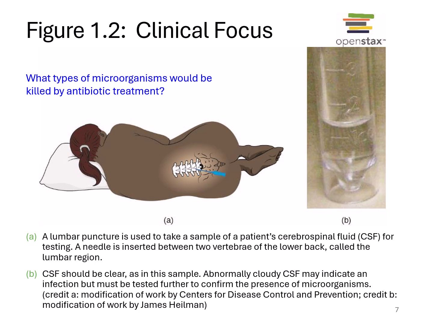But the doctor takes a cerebral spinal fluid or CSF sample by doing a lumbar puncture around the spinal cord, and these samples will be sent to different labs for testing. If it's microbial, the CSF is usually probably going to be discolored or be cloudy, whereas a normal CSF is usually clear. And one of the first questions our textbook asks is, what types of microorganisms would be killed by antibiotic treatment? What do you guys think?